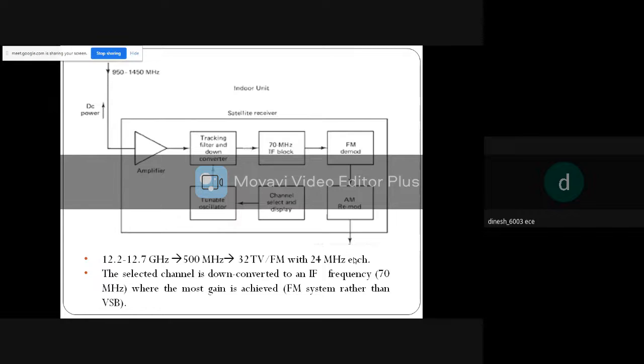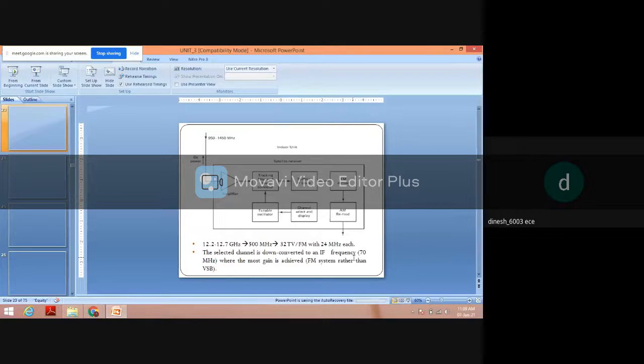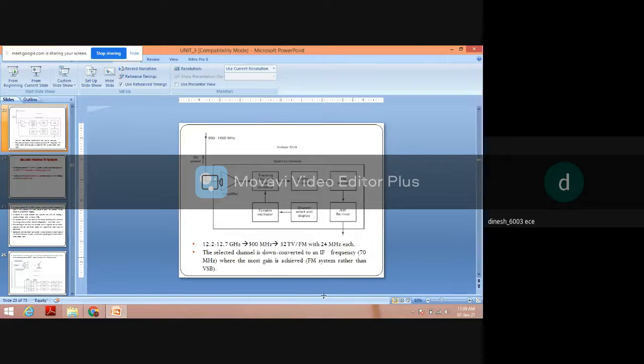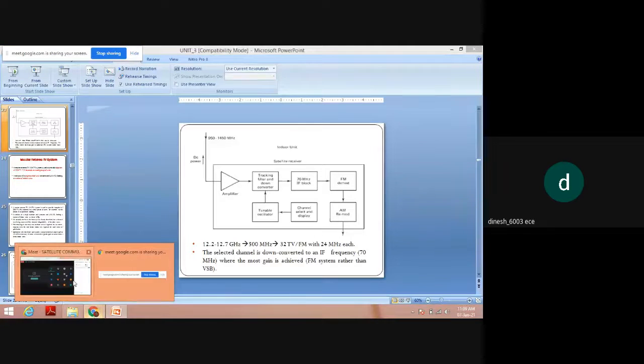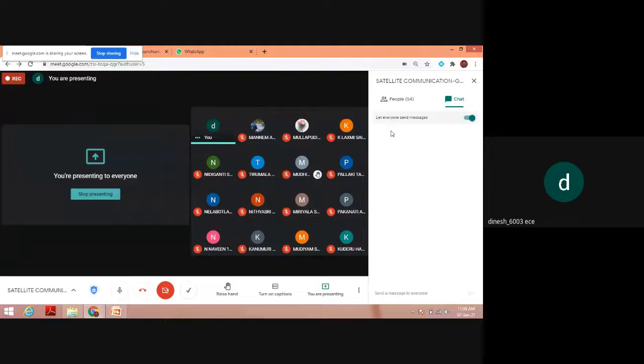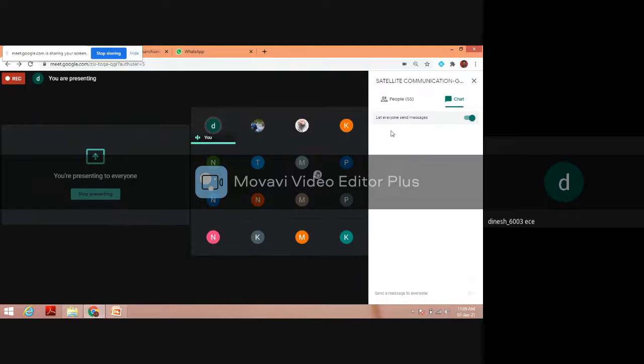Any queries in the indoor and outdoor unit presentation, you can type in the chat box. Why? Because we are moving to another system, which is MATV. Some 5 minutes time is given for asking queries, then we'll proceed further.